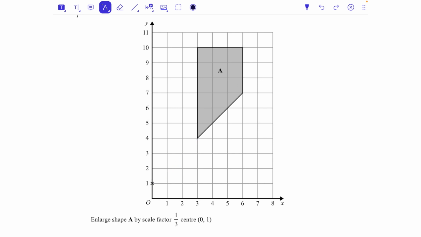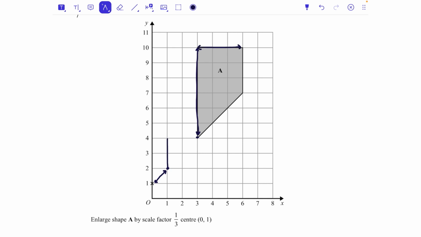So instead of going 3 diagonal squares across, instead of going 3 across and 3 up, we're going to go 1 across and 1 up. And that is going to be the new gap from the centre to the start of the shape. So that is my new bottom left hand corner. That's that point there. Now this shape before was 6 squares tall. Going from here to here, it was 6 squares tall. We're making it 1/3 as big, so it's only going to be 2 squares tall.